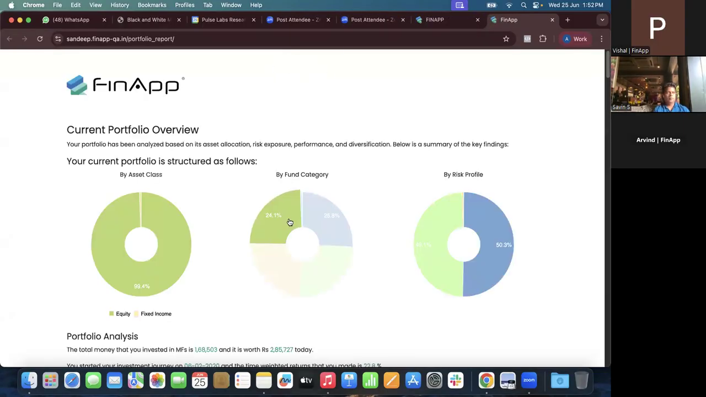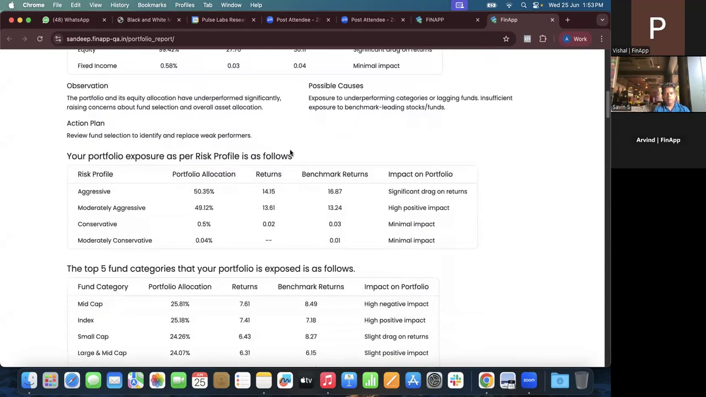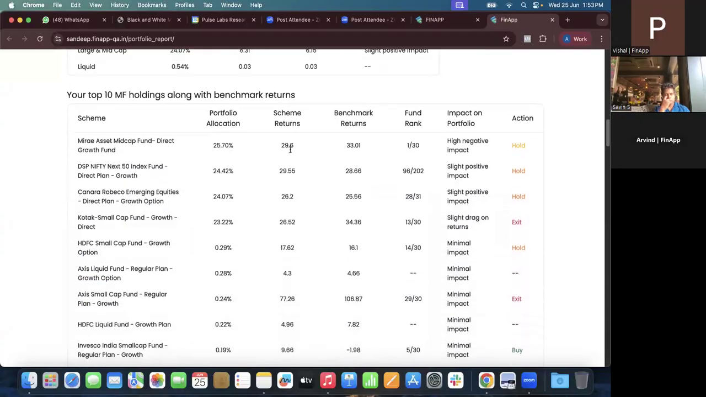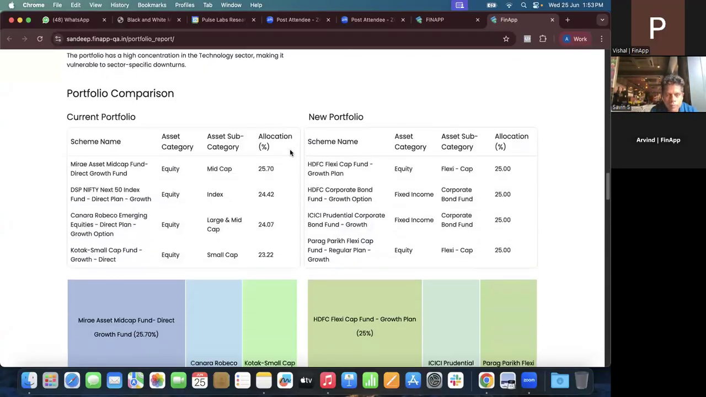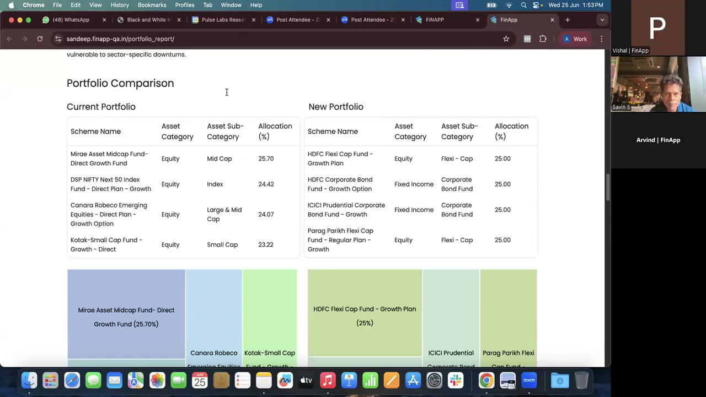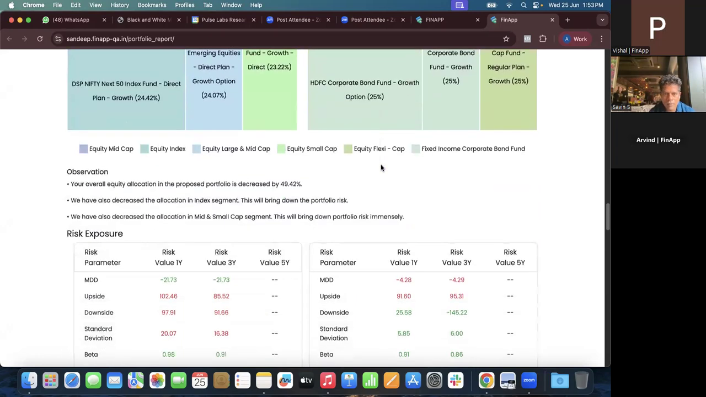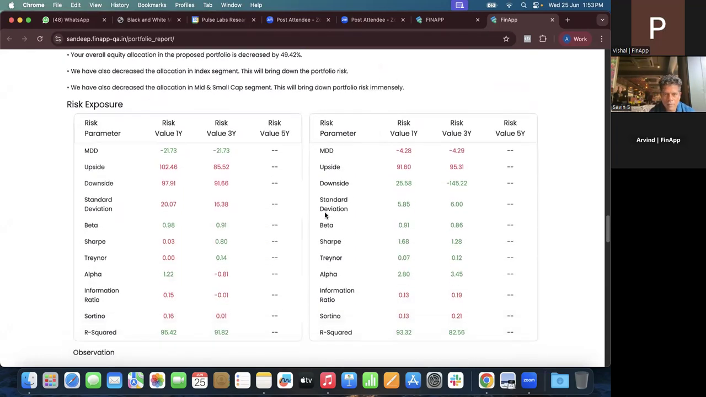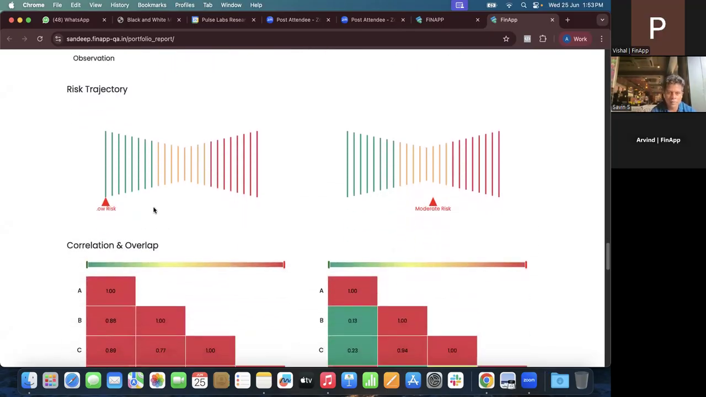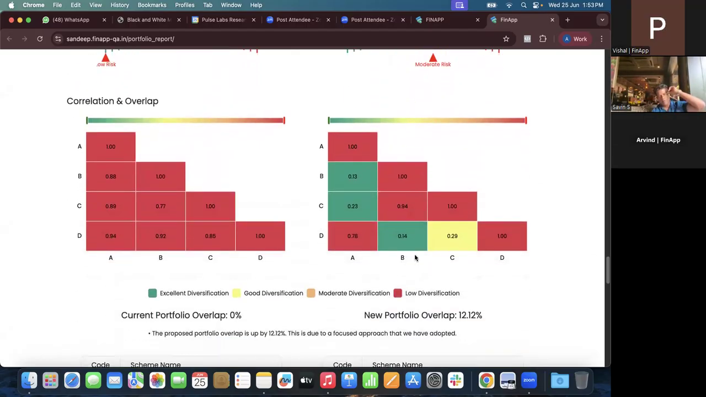Now another report is generated which says current portfolio, the same which we already did. Now it gives you a portfolio comparison of current and new portfolio. It also gives you the risk parameters of both the portfolios. It also gives you what is the risk trajectory. It also gives you overlapping and correlation of the portfolios.